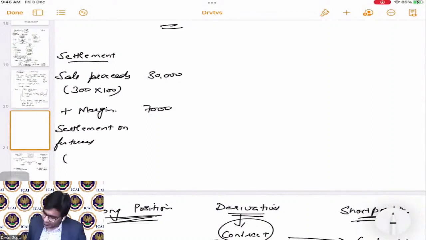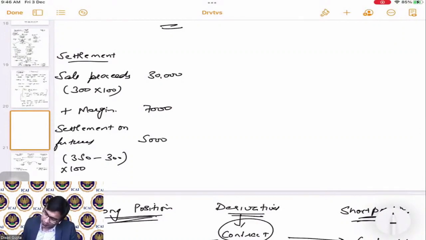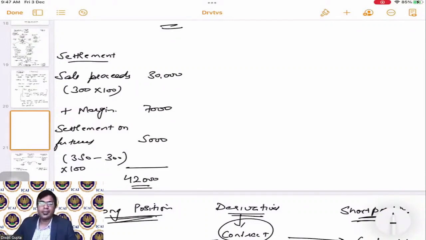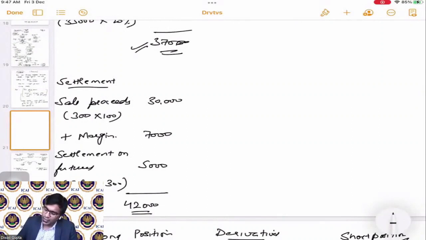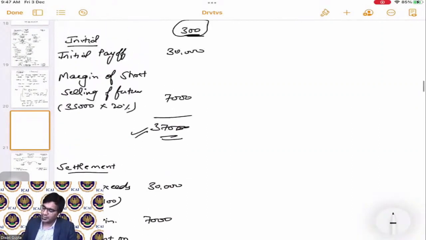You short sold at 350. What is the closing price? 300. Closing spot price is 300. That means 50 rupees you have earned on 100 units. That means plus 5,000 you have earned. What is the total? 42,000. So investing 37,000, you are able to earn 42,000. This is case number 1.